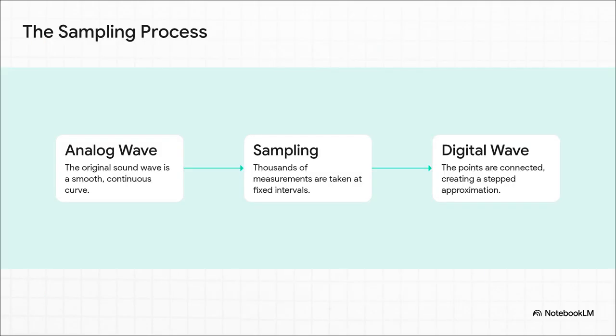We're doing the same thing here, creating the illusion of a smooth sound wave from a whole bunch of tiny digital measurements. So here's how it breaks down. You start with that original, beautiful, smooth analog wave. Then the computer comes in and takes a measurement, a sample, at a very specific point in time. Then another, and another at perfectly regular intervals. Then it just connects the dots. And what you end up with is a stepped, kind of blocky version of the original. It's not a perfect one-to-one copy, for sure, but if you take enough samples, it gets so close that our ears can't tell the difference.